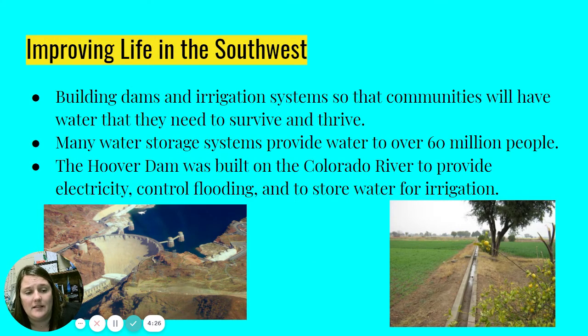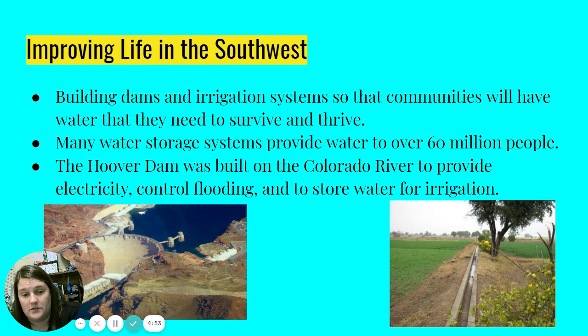So, improving life in the Southwest. These are some good examples of how we have modified the land around us to fit our needs. They built a lot of dams and irrigation systems so that communities can have water. Because in the Southwest, remember, that's where our desert or steppe climate is, where there's not a lot of rain and water, okay? So because we have these dams and irrigation systems, that really saves the land in that area.